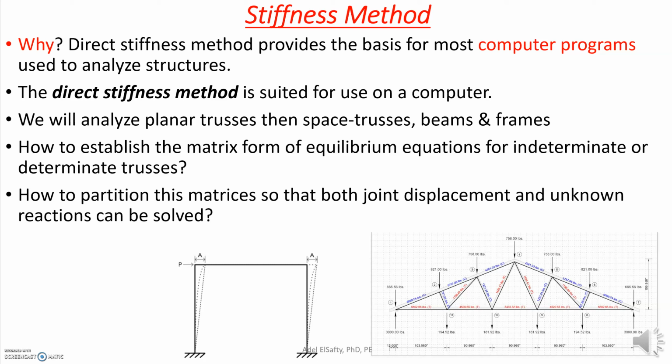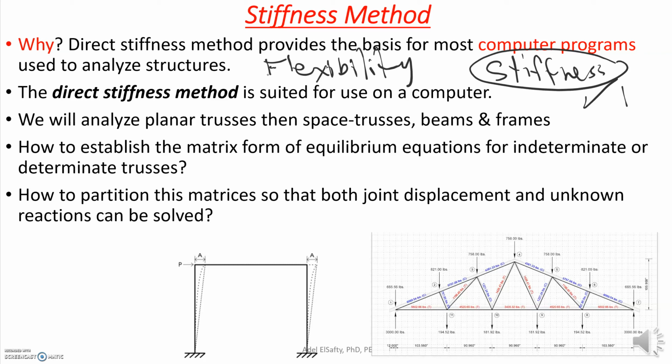So why do we even worry about the stiffness matrix, and why is this important? Because it's basically very helpful when you are dealing with the computer program. So it's easier to analyze structures. You have two methods, as I mentioned before. You will have the flexibility method, and you are going to have the other one, which is the stiffness method. And the stiffness method is the one that we are most focused on.